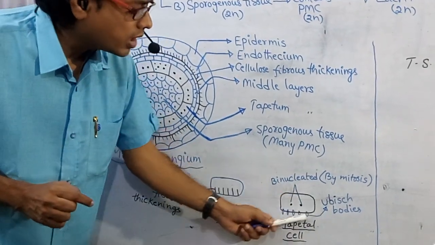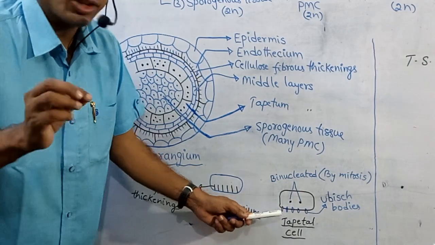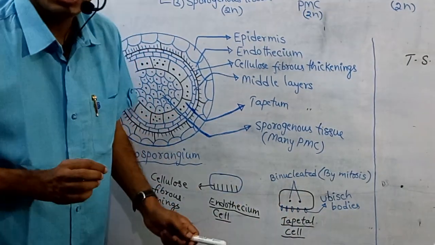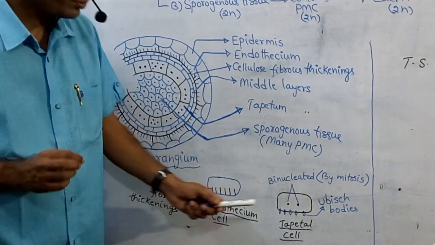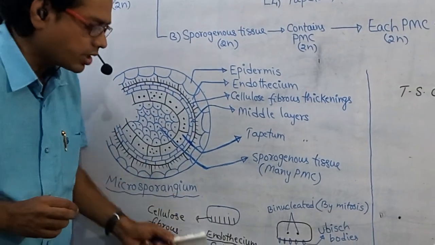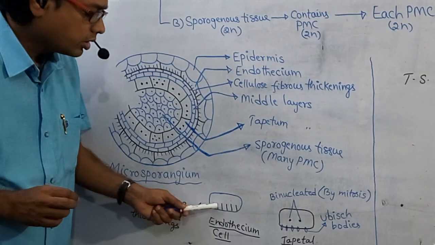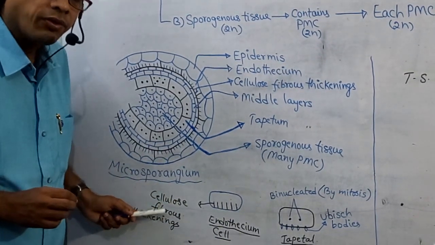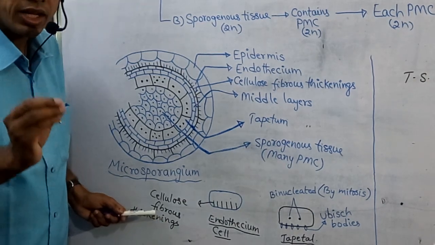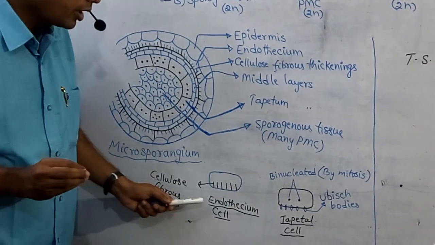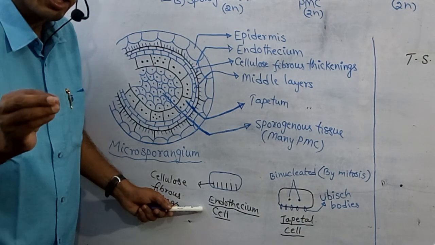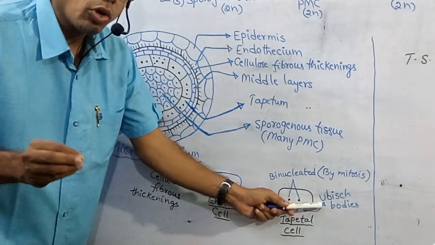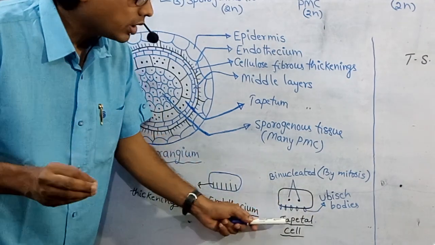To this tapetal cell, some special bodies are attached. These special bodies are called Ubisch bodies. What are they? Ubisch bodies. See, this is the endothecium cell. These structures are nothing but cellulose fibrous thickenings. So fibrous thickenings are found in endothecium cells. Fibrous thickenings are made up of cellulose. Ubisch bodies are attached to tapetal cells.